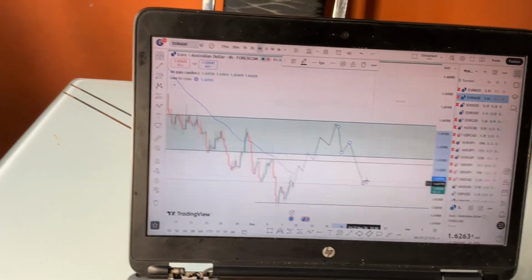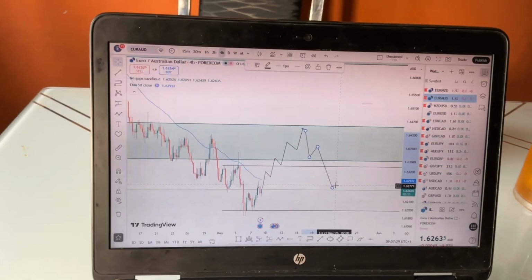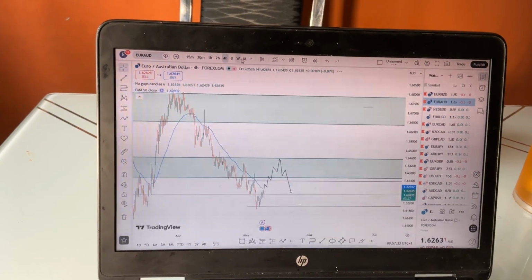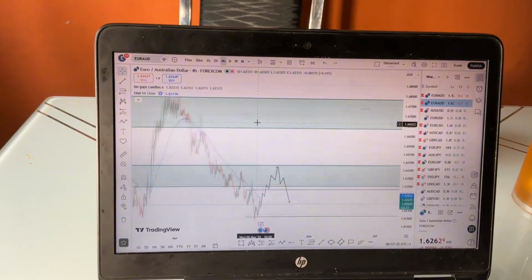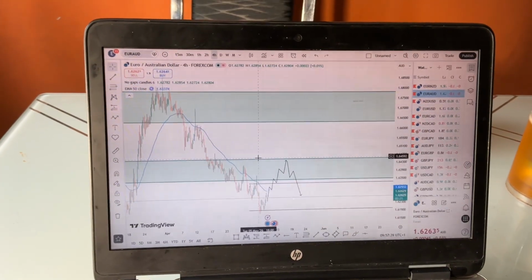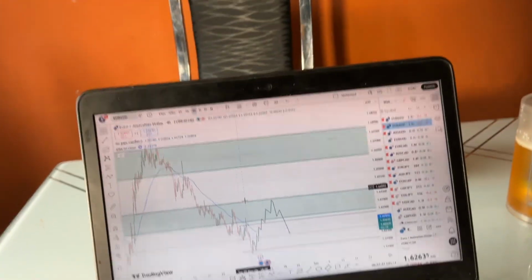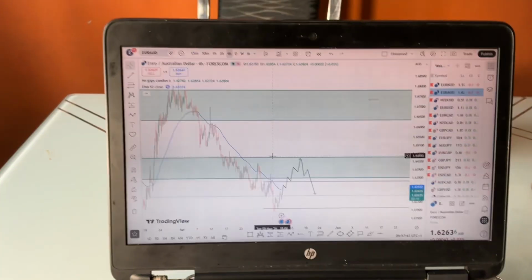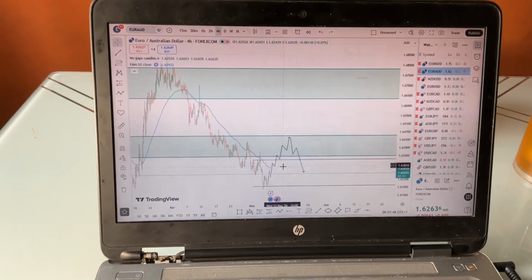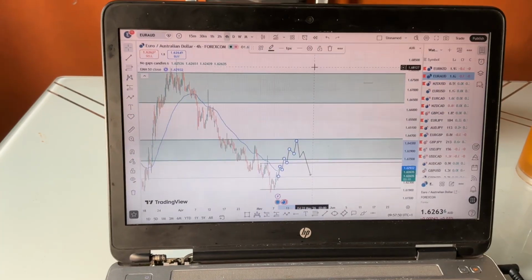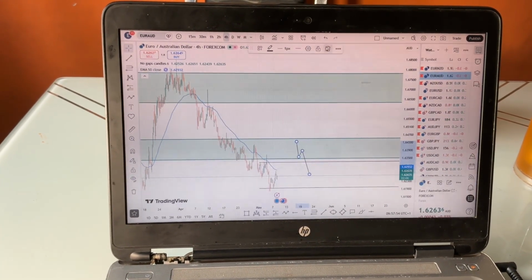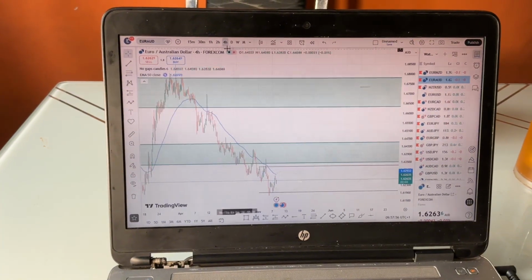That is how to do a proper top-down analysis. So you can see I've just used the weekly, daily, and 4 hours to mark my structure, my support and resistance, and know where the trade is going. Now we go down to the 2 hours to the 15 minutes.